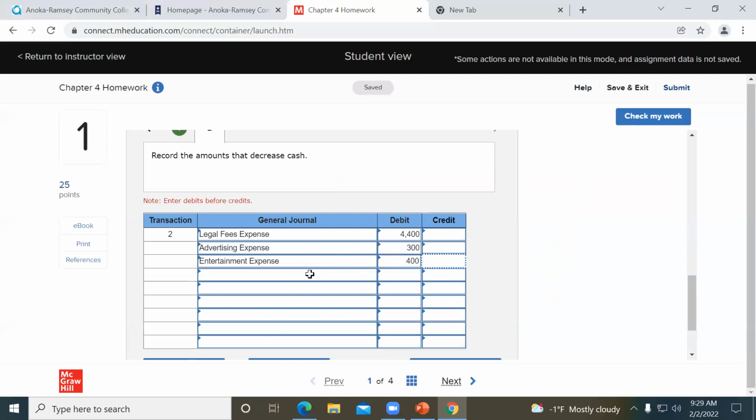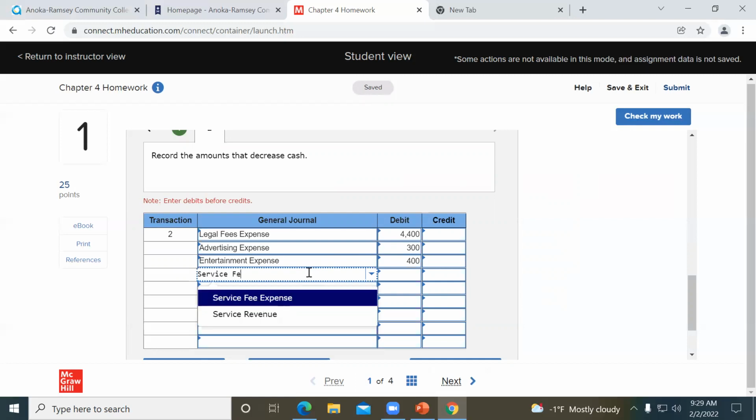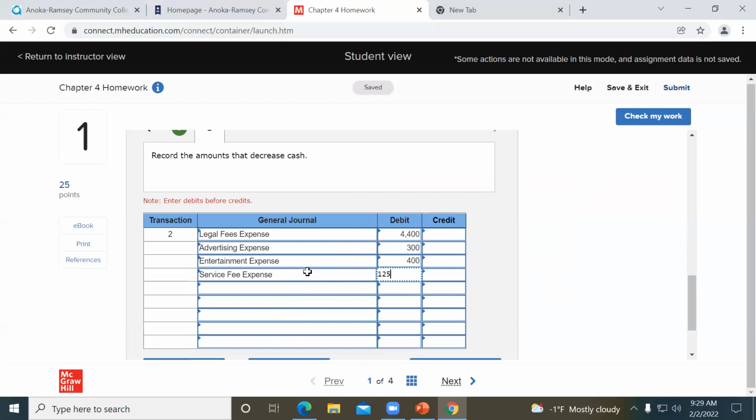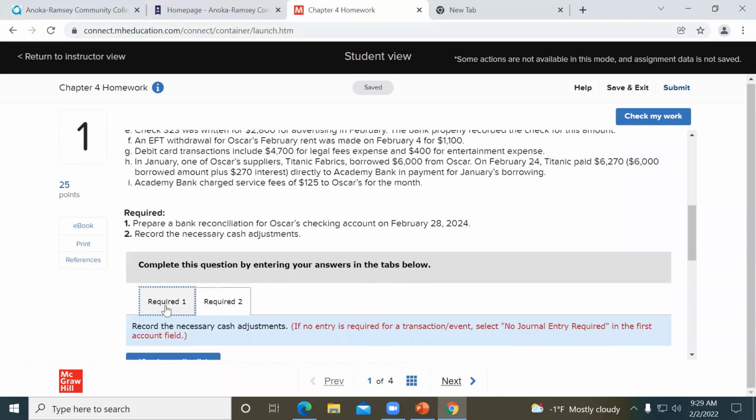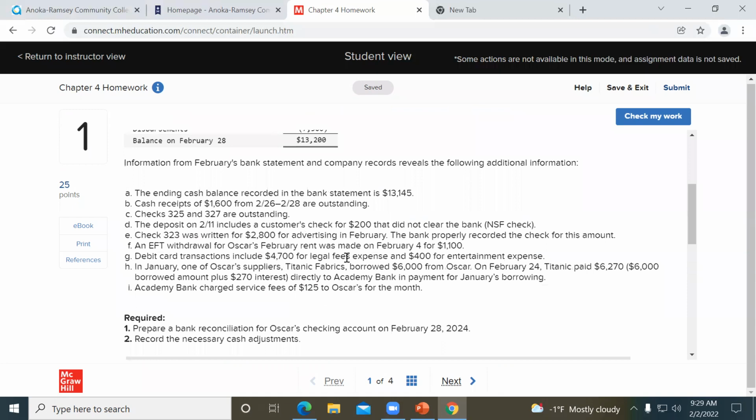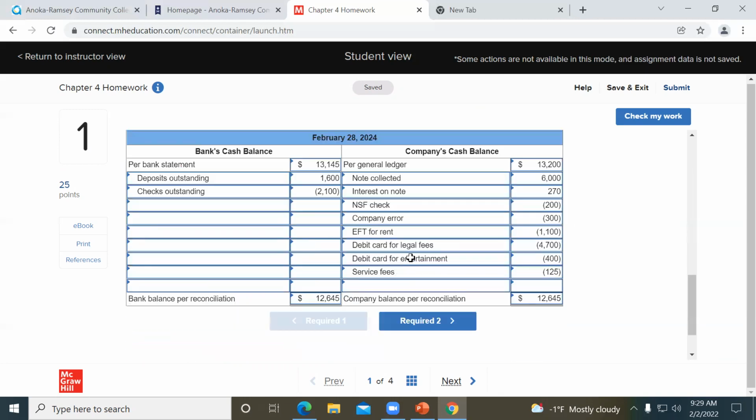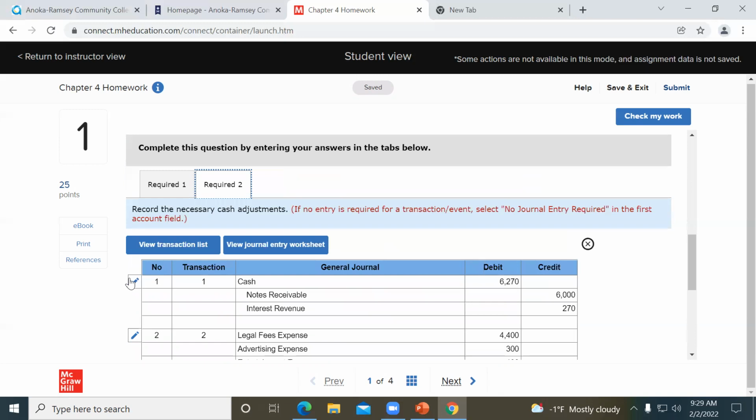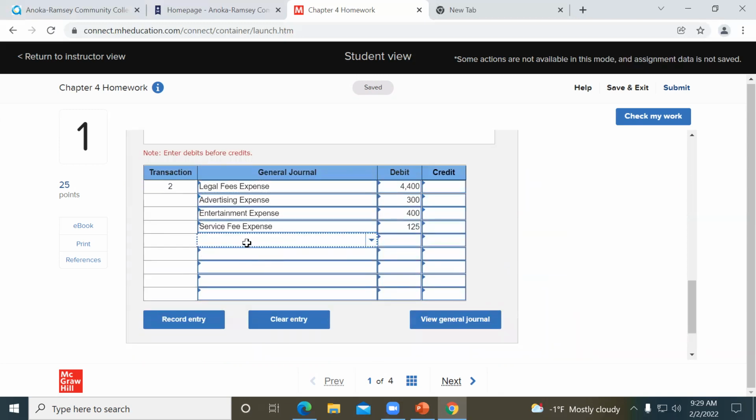It's like 400. We had service fees of how much? 125. What else are we missing here? I feel like there's more. The rent expense. Rent, I had 1,100. Maybe I didn't put that in. Rent, yeah, we don't have that. Rent expense 1,100, and we credit our cash.